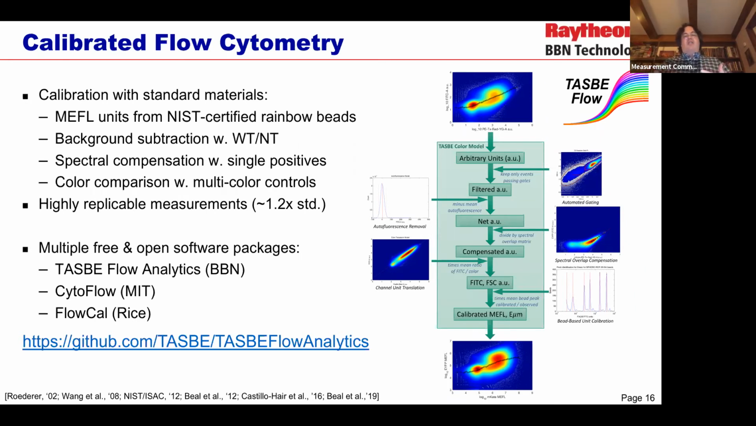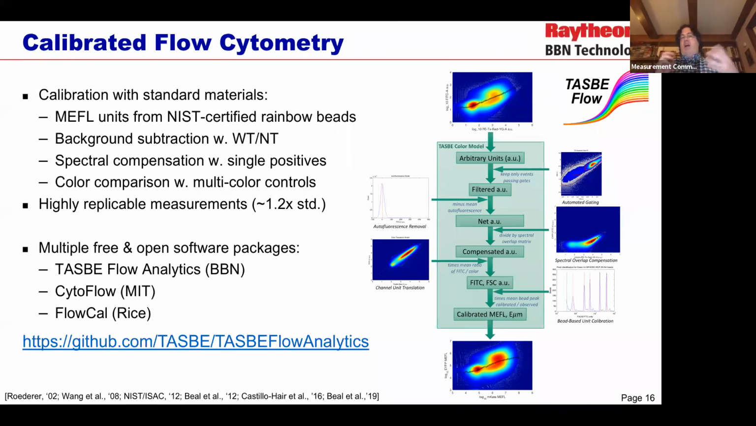So to do this, we basically need a few standard materials. There are some wonderful rainbow beads, now certified by the US NIST Standards Institute, that can give us these equivalent fluorescence molecule units.